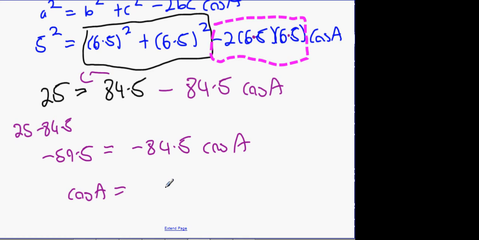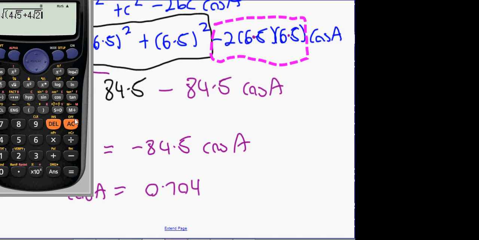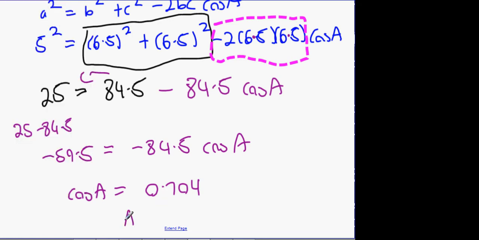What do we get? 0.7, 0.7, 7.704. Now, cos inverse that. I think it's just about right, might be slightly under. 45.23. Fair enough. Is it rounded off to the nearest one? Is that what we're doing? Yes. Okay, perfect. 45.25. A is equal to 45 degrees.